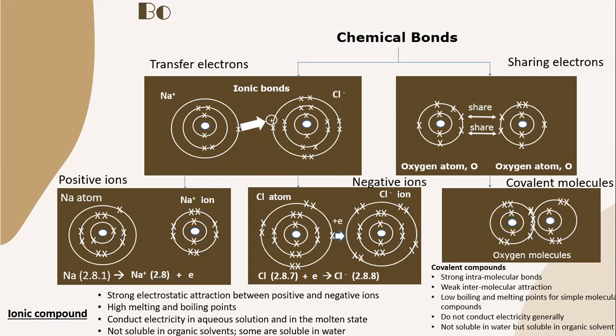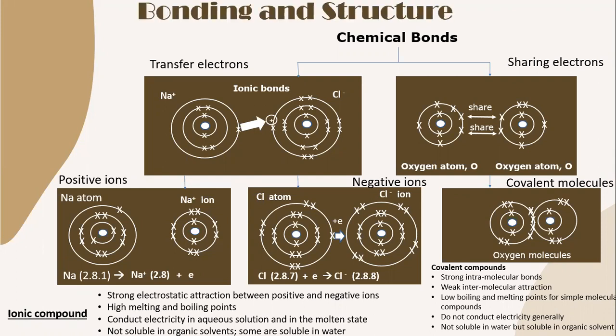Formation of chemical bond or bonding and structure. A chemical bond can only be formed if there is a transfer of electrons from one atom to another, or there is a sharing of electrons. And during the transfer of electrons, positive ions and negative ions are formed. So the compound formed by the combination of positive and negative ions is called an ionic compound. In the sharing of electrons, a covalent compound will be formed.